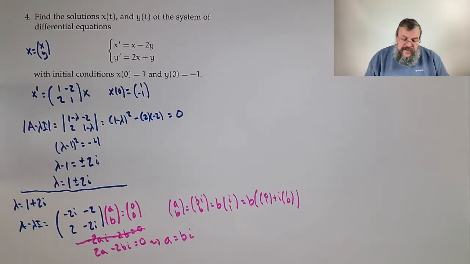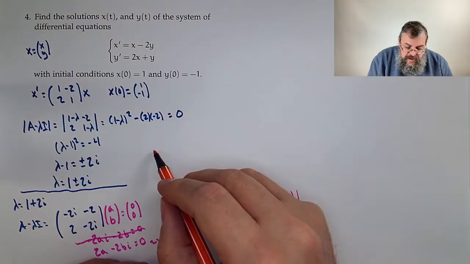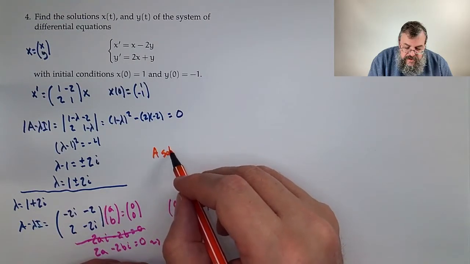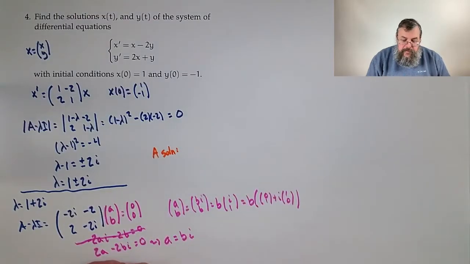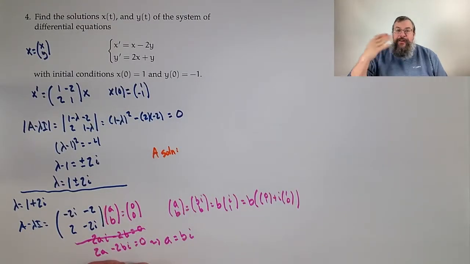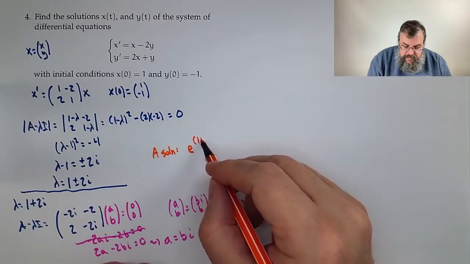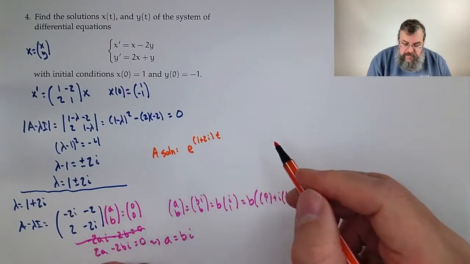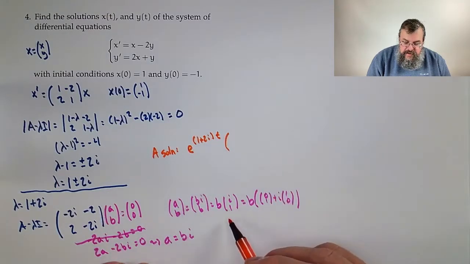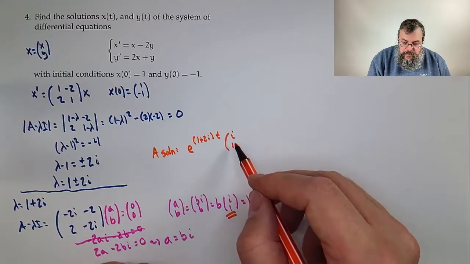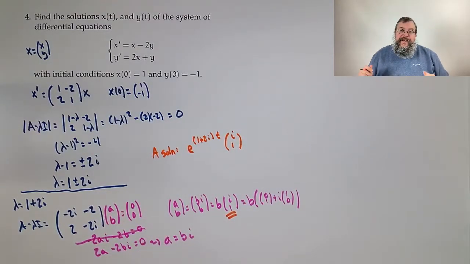And the way we find our solution is we say a solution would look like what? Well, it would look like e to the lambda times t, so e to the (1 plus 2i) times t, times our eigenvector, and this is our eigenvector, I, 1. Okay, but we can get both our solutions and get rid of complex numbers if we do a little bit more work. And how do we do it?